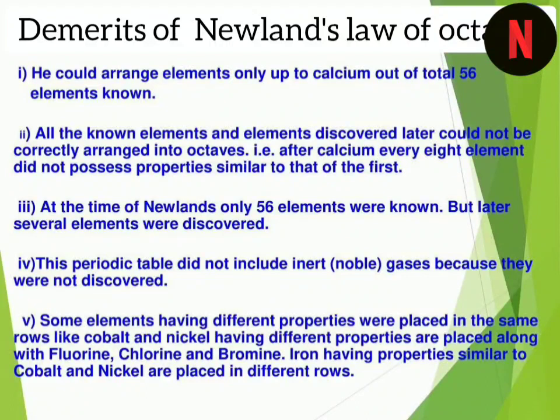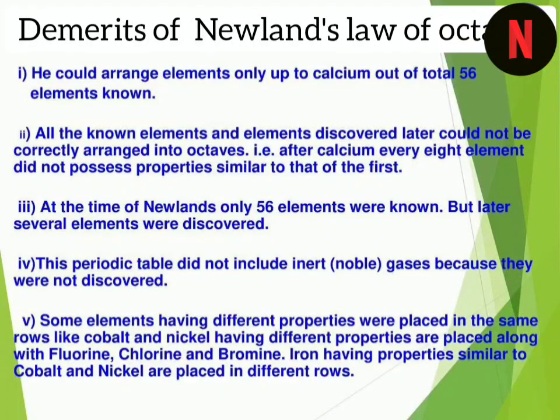The demerits of Newlands' law of octaves are: he could arrange elements only up to calcium out of the total 56 elements known. All the known elements and elements discovered later could not be correctly arranged into octaves. That is, after calcium, every 8th element did not possess properties similar to that of the first. This periodic table did not include inert or noble gases because they were not discovered.